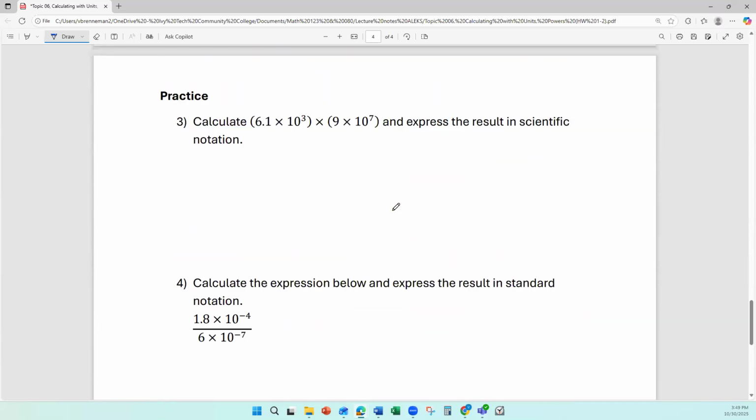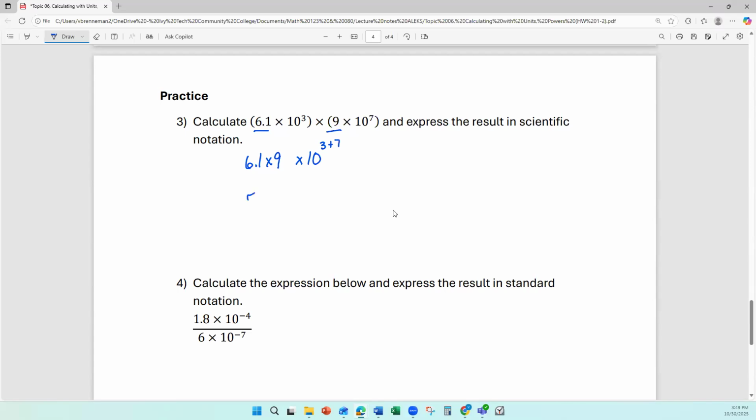Again, you could do the reading on your own, but next practice, we're doing scientific notation calculations. The idea is to learn how to shortcut this so you do not have to write this out in standard notation to do the calculation. You just do the calculation in scientific notation. So we group the numbers. So 6.1 times 9. And then this is 10 to the third times 10 to the seventh. Then we add those powers. So it's 3 plus 7.